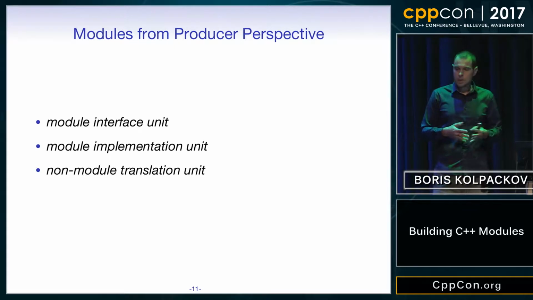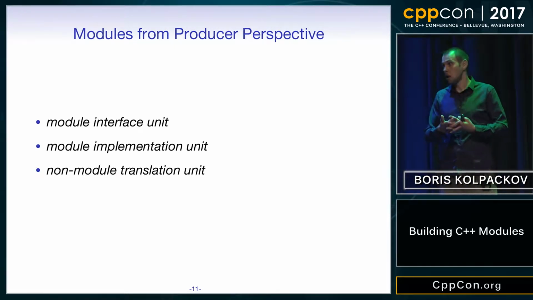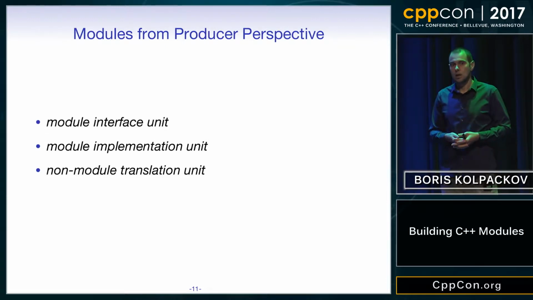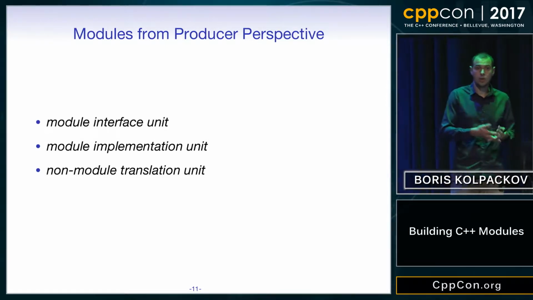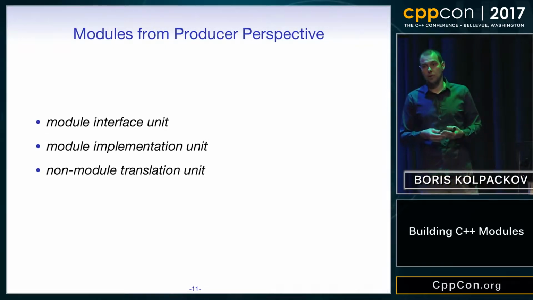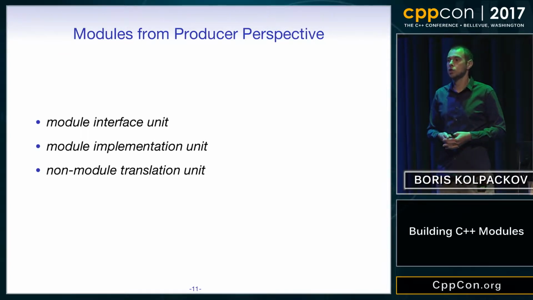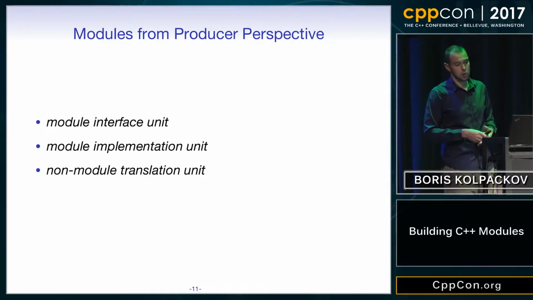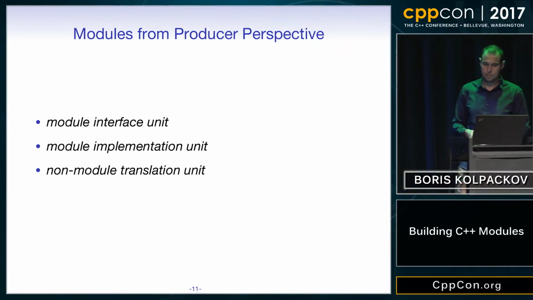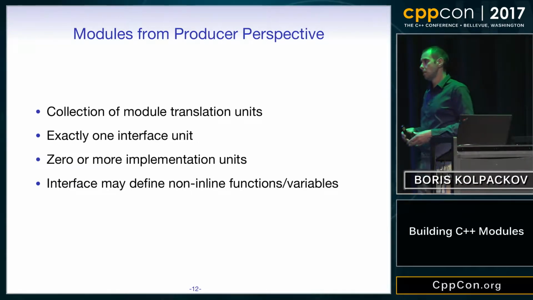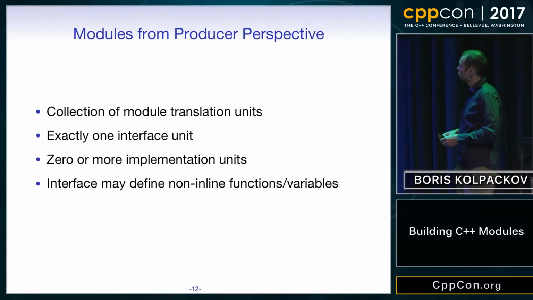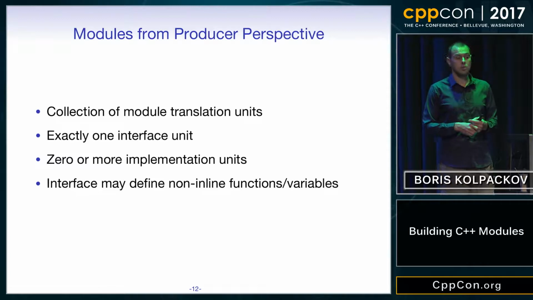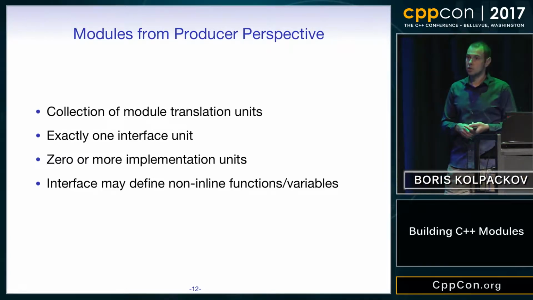The producer perspective is necessarily more complex. Before modules, we had a single type of translation unit. Now we have 3. We have the module interface unit, we have the module implementation unit, and we have the old kind, which we'll call a non-module translation unit. So from the producer perspective, a module is a collection of module translation units: exactly one interface unit, and zero or more implementation units.